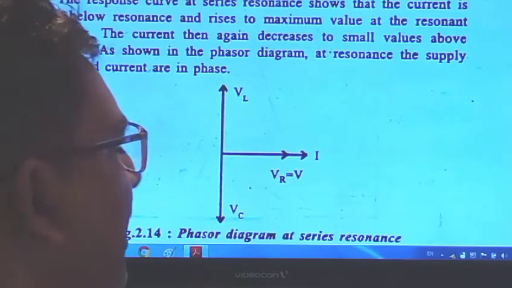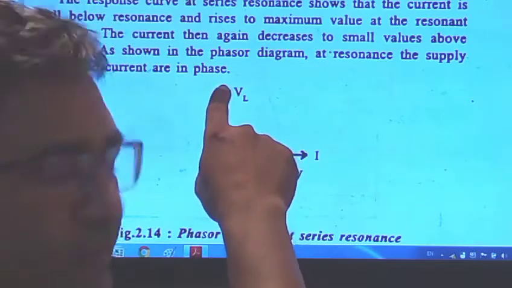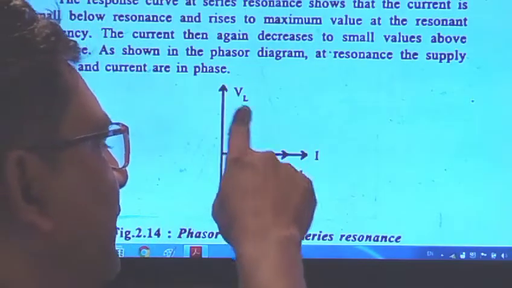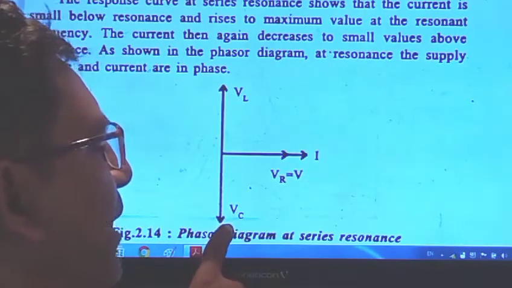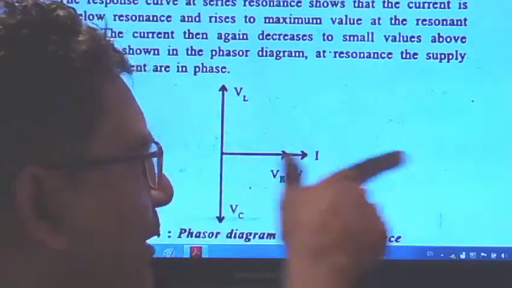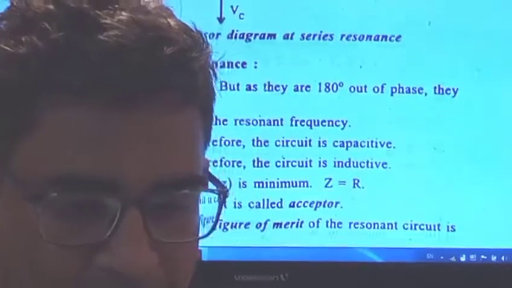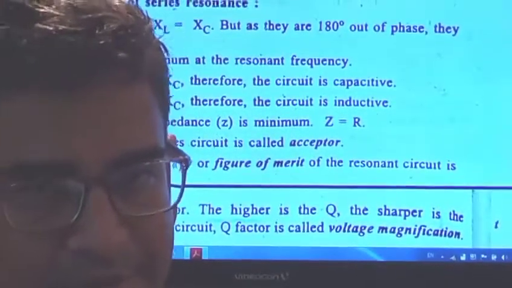The phasor diagram for series resonance is shown like this. VL is at 90 degrees, VC is lagging, VR is equal to V, and the current is in phase. That is all about the series circuit. You have to study the characteristics of series resonance.